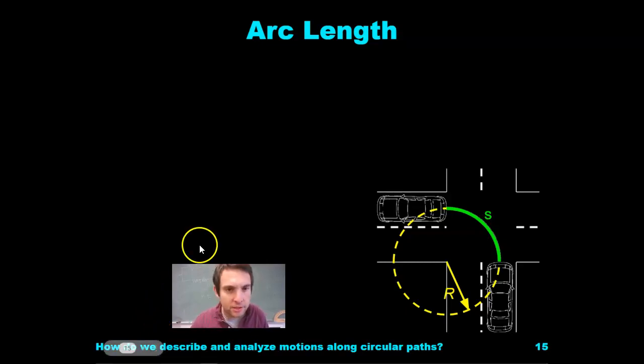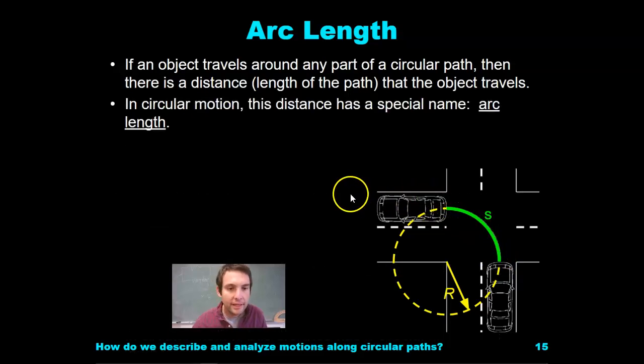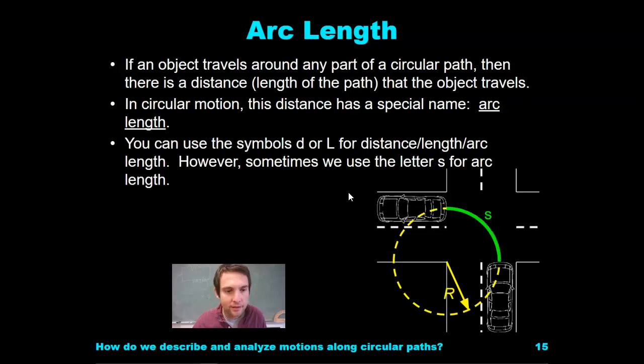Quick geometry review. Arc length. If an object travels around any part of the circle, then there is a distance that the object has traveled. In its circular motion, this distance has a special name. It's called the arc length.